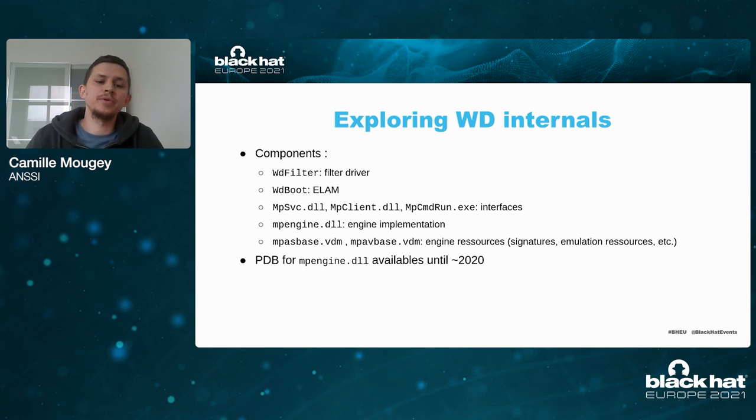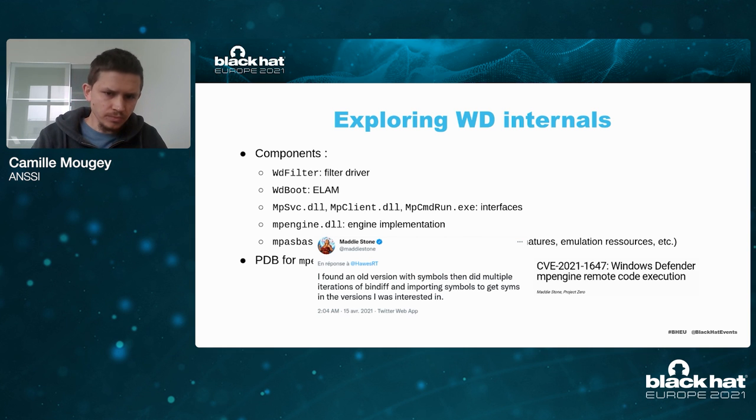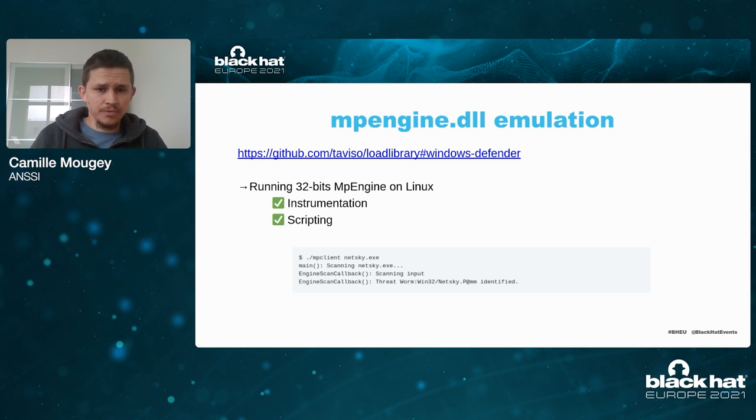A lot of public PDB symbols are available for MpEngine until last year. And if you want to analyze a recent version, you can, as Madison did for a recent CVE, just diff the different updates, understand what the changes are, and update your version. Totally doable. If you want to focus on the MpEngine without the whole Windows system, you can just emulate it. Thanks to Taviso, who released loadlibrary, you can actually run a 32-bit MpEngine on Linux, which is really good to instrument it and use GDB debugging and so on. There's an example; you have the link.